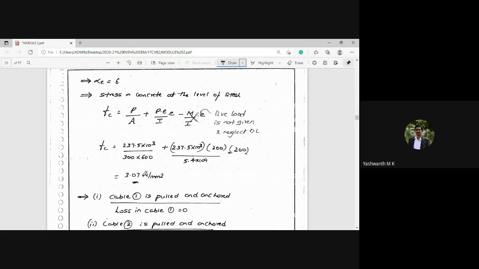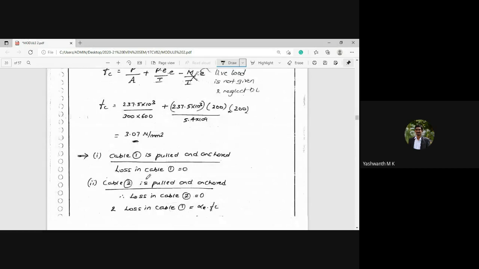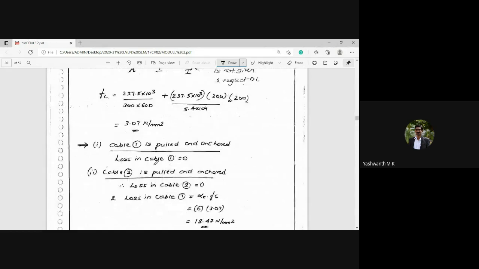Is it clear? Now comes the very, very important thing: how to calculate the loss of pre-stress for this. Please observe. So let me go ahead like this. Consider a PSC beam. Now we want to put 4 cables, and each cable is tensioned or pre-stressed one by one. So let me put the first cable. Let me pull it, anchor it, and then apply the pre-stressing force.